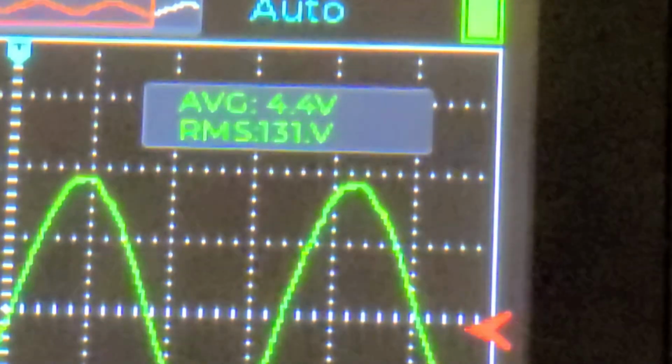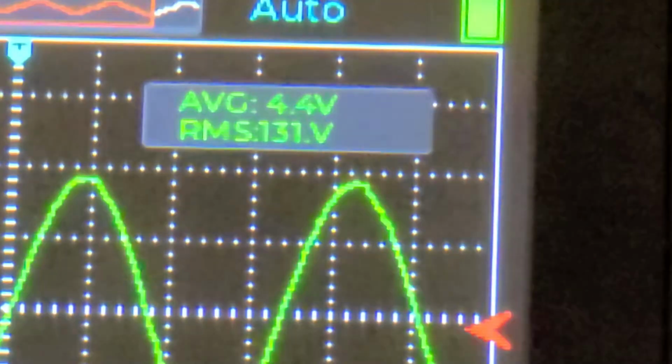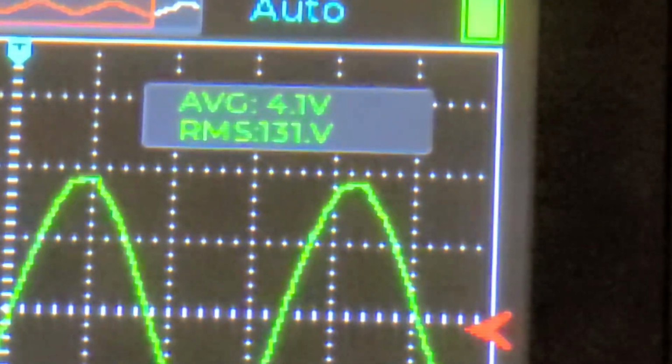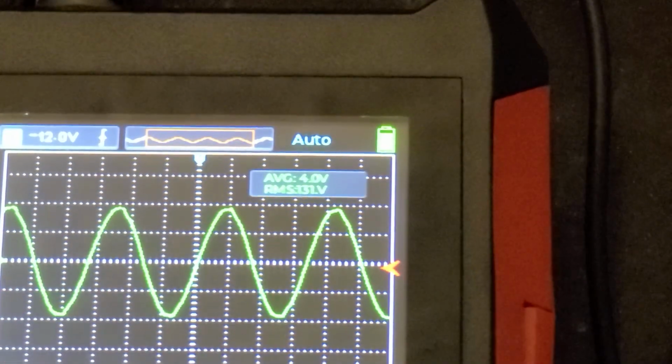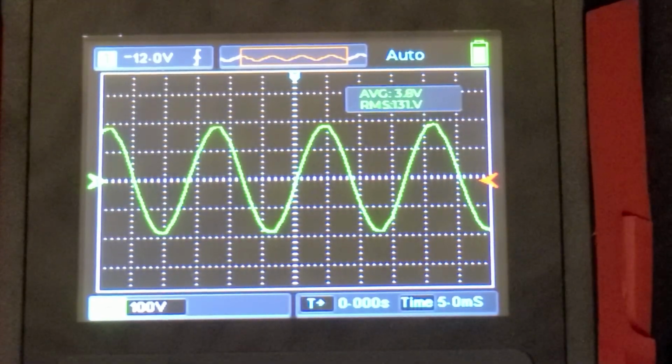And then the average voltage is saying 4. I mean, that's totally broken. Why is the average voltage on a 60 hertz sine wave 4 volts? It just doesn't make any sense. It's super disappointing. I mean, that's the only way to really describe this, is just extremely disappointing.